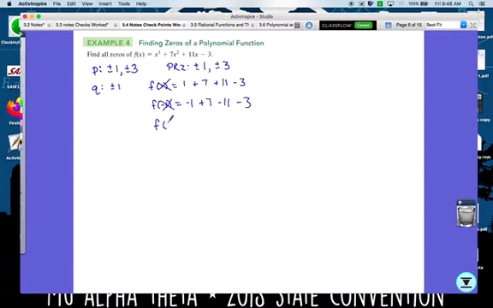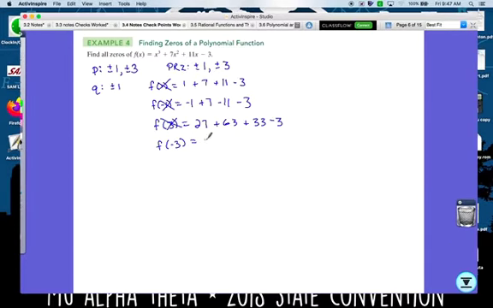So we try 3. Will 3 work? Well, 3 to the third is 27. 3 squared is 9, and 9 times 7 is 63. 3 times 11 is 33. Minus the 3. I am not sure exactly what that is, but I know it's not 0, because I got all these big positive numbers and just the minus 3. So that one doesn't work. So hopefully we'll find it on the negative 3. If not, there's just not going to be any rational zeros at work.